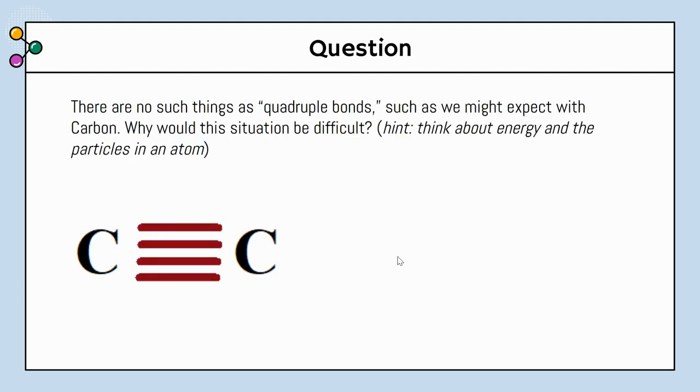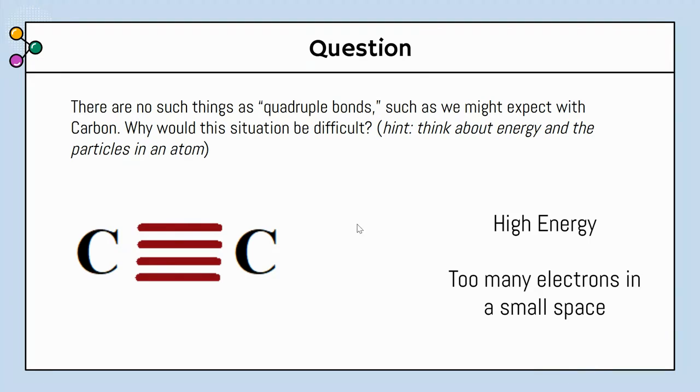So, quick question. There are no such things as quadruple bonds, such as I have shown between these carbons. Why would this situation be difficult? What would be high about the energy of all these electrons? Go ahead and take a guess. Pause your video if you need to.